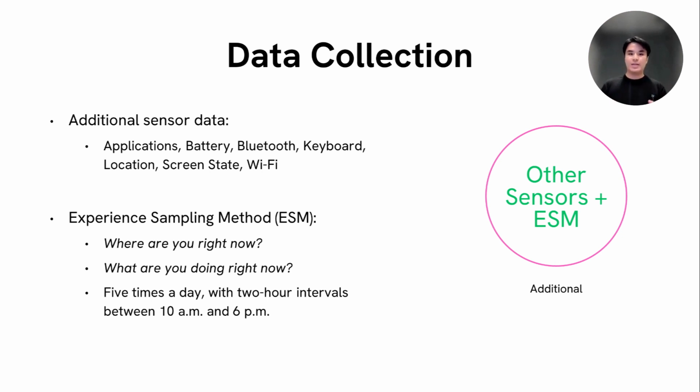Participants were asked to indicate their current location from a selection of predefined options, including home, school, and work, etc., and to summarize their activity in the last 5 minutes using only 1 sentence. These surveys were sent out 5 times a day, or every 2 hours, from 10 a.m. to 6 p.m. throughout the study period.